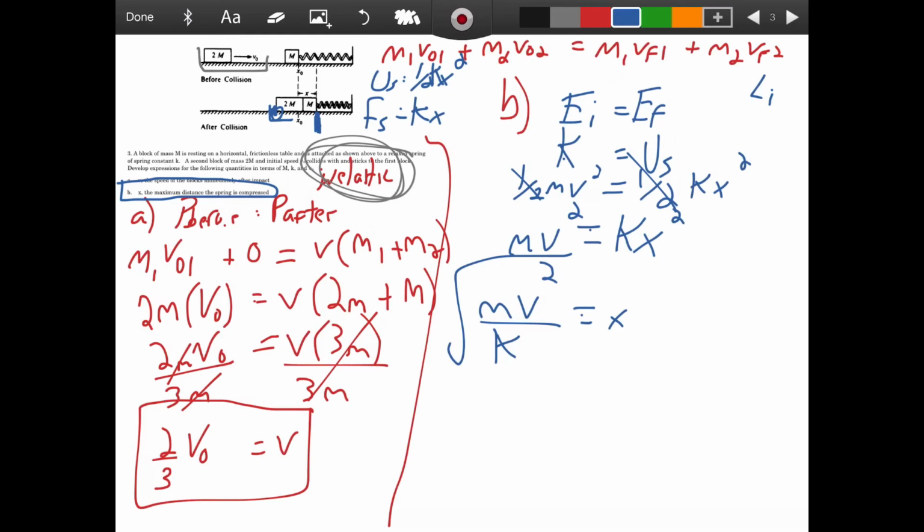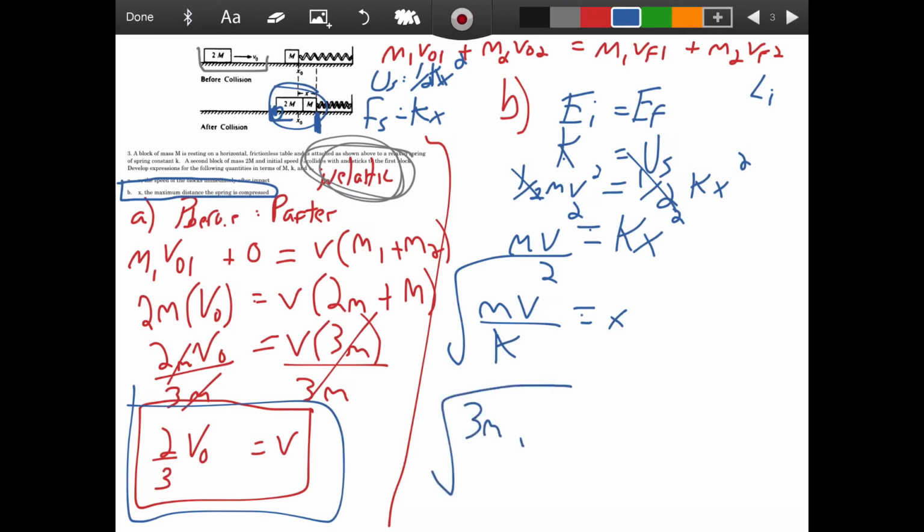But remember, I have to plug in, and what I have for the velocity is this 2/3 v naught, and when the masses are combined, it has a mass of 3m. So we have 3m for the mass, 2/3 v naught, which is squared, all over k. Let me grab a calculator. I can clean this up a little bit.